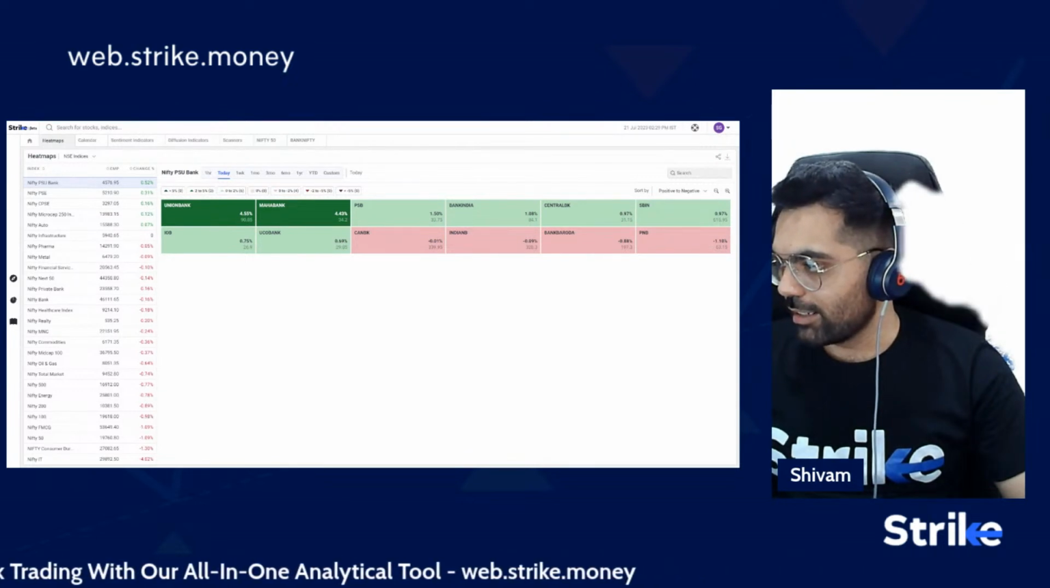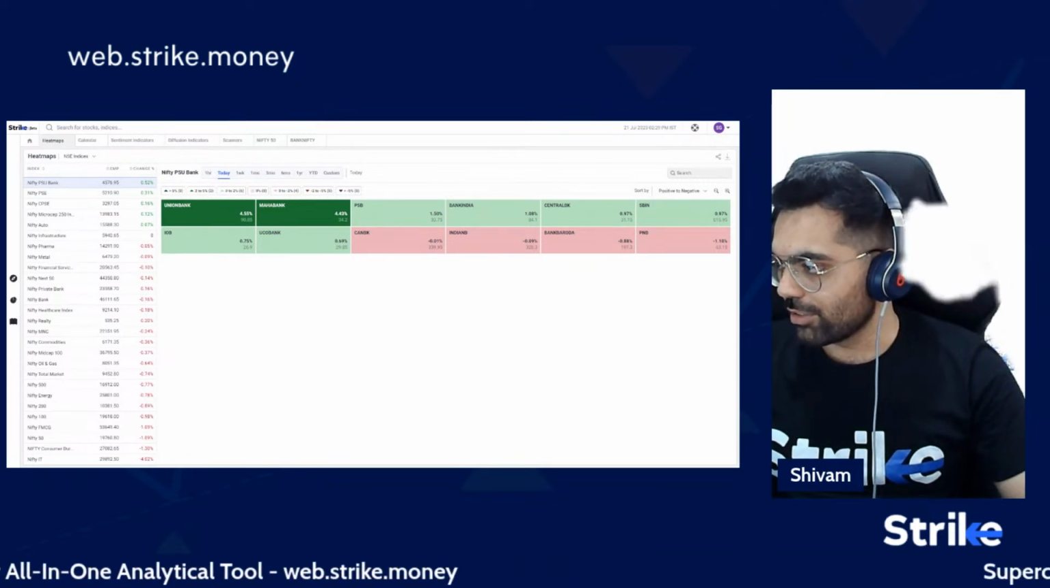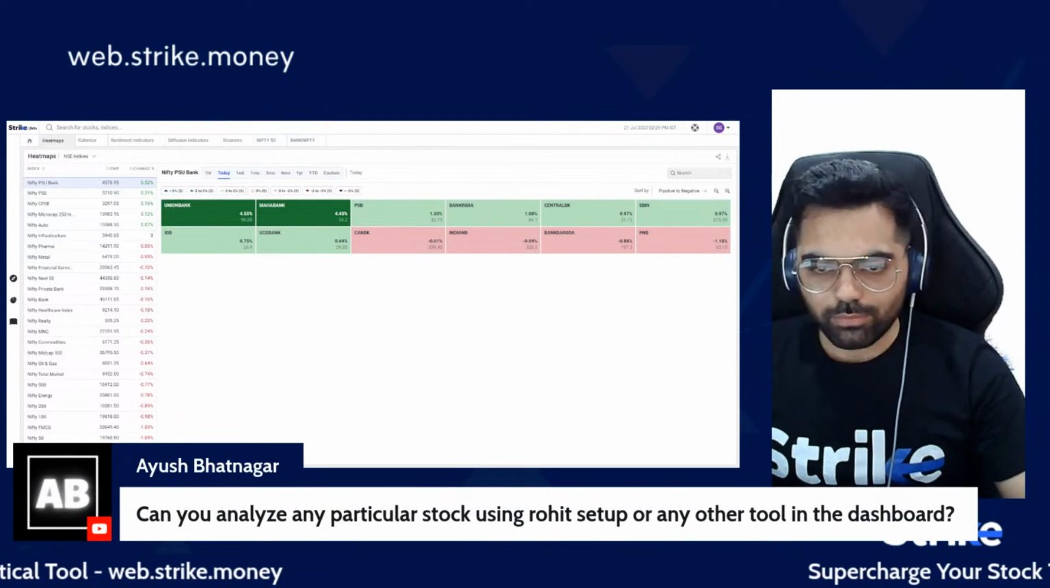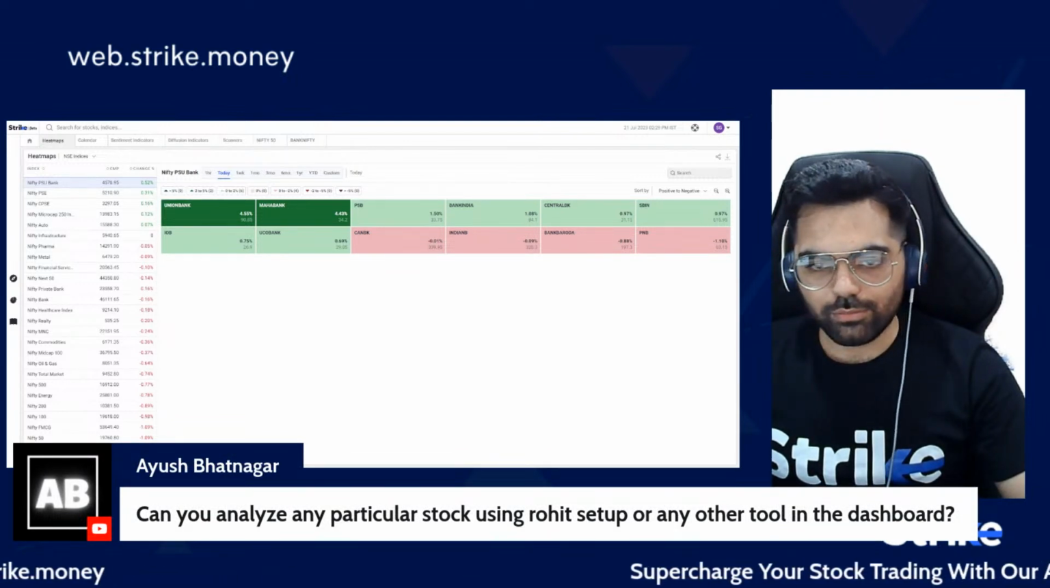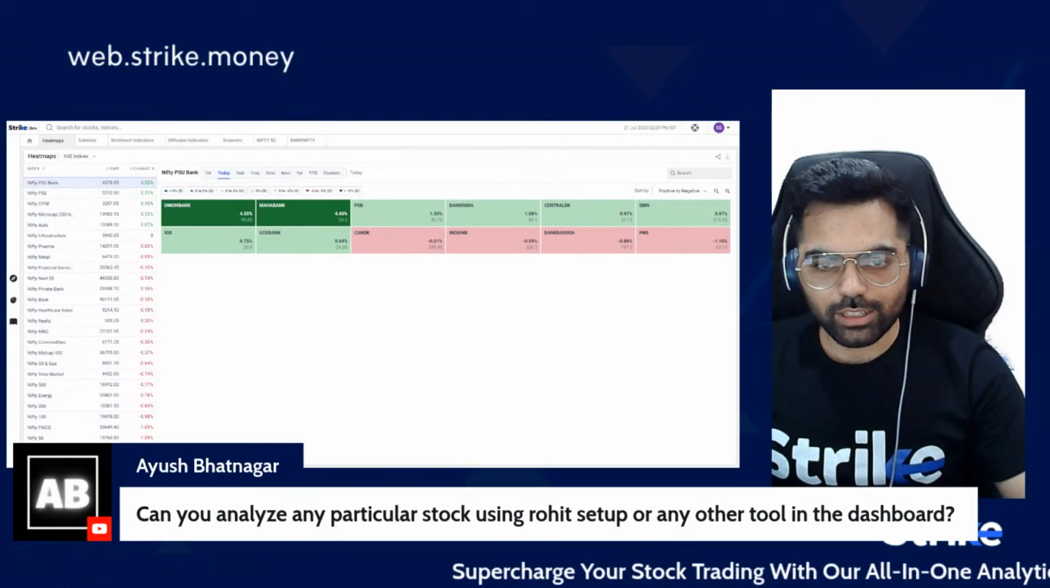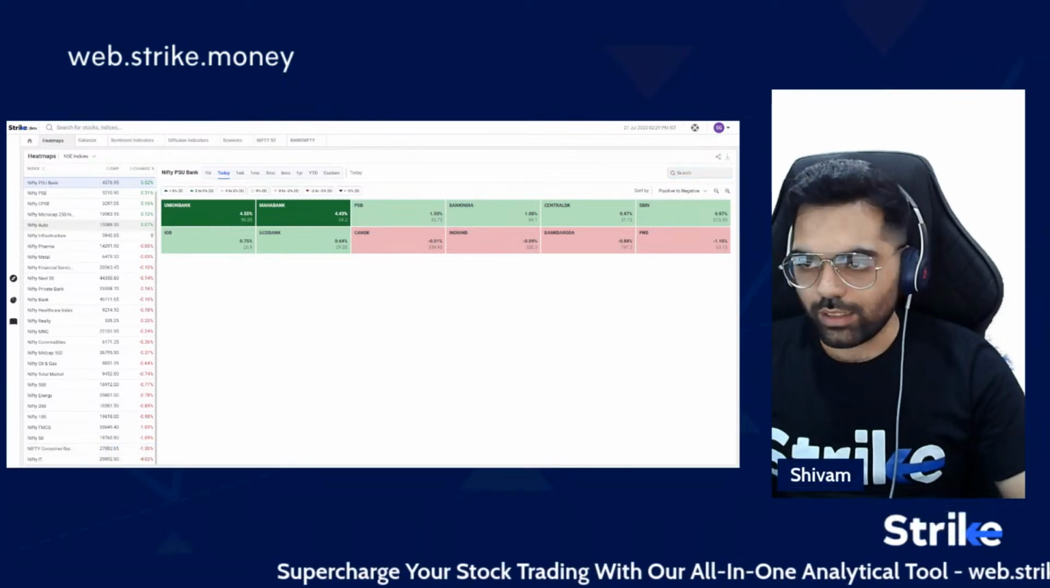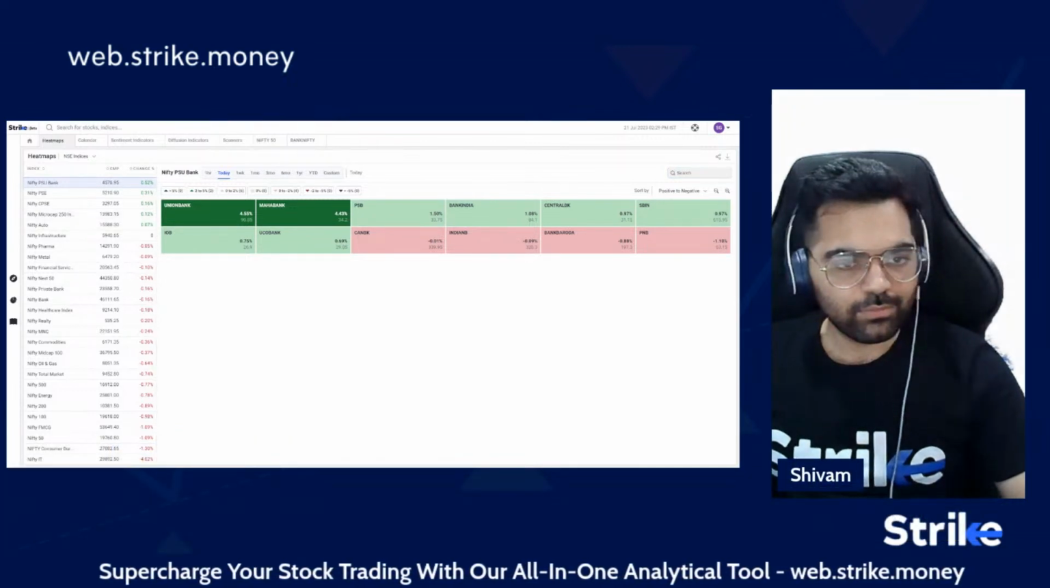Someone has commented asking if I can analyze any particular stock using the Rohit setup. Yeah, surely we can do that once I'm done with this.